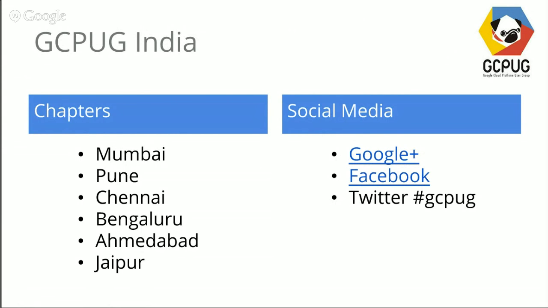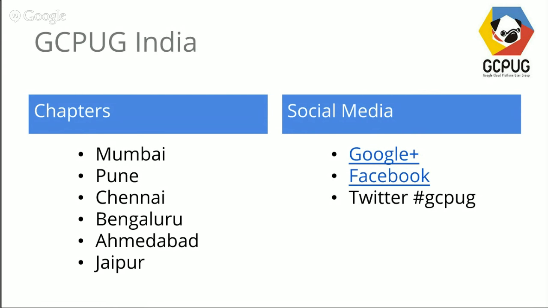So on the chapter side of things, as I mentioned, Jaipur is the sixth chapter that we are launching right now. On how we stay in touch with each other or share notes around GCP news, we've got a couple of groups set up. One is on G Plus and the other is on Facebook. After the event, we'll send an email with the links to these groups so that you can join.